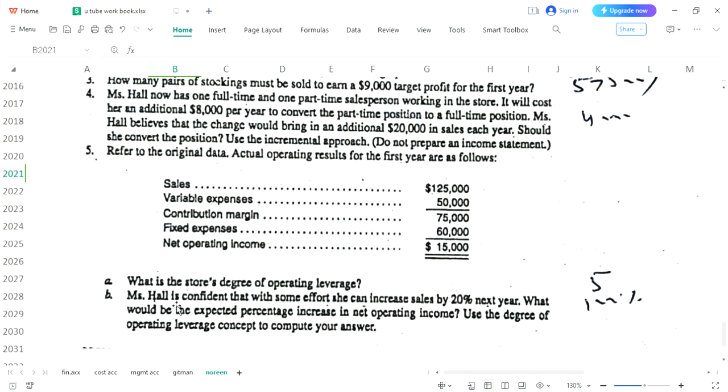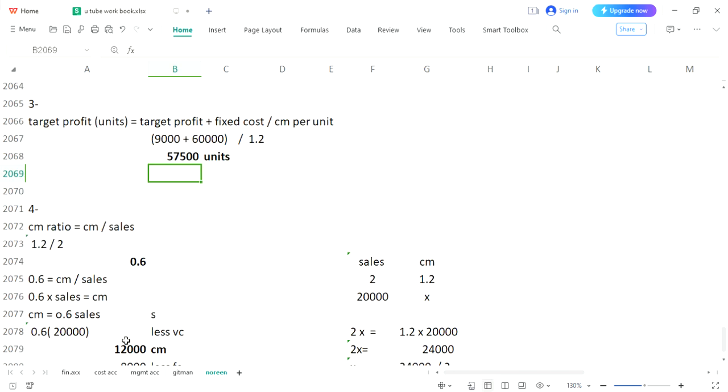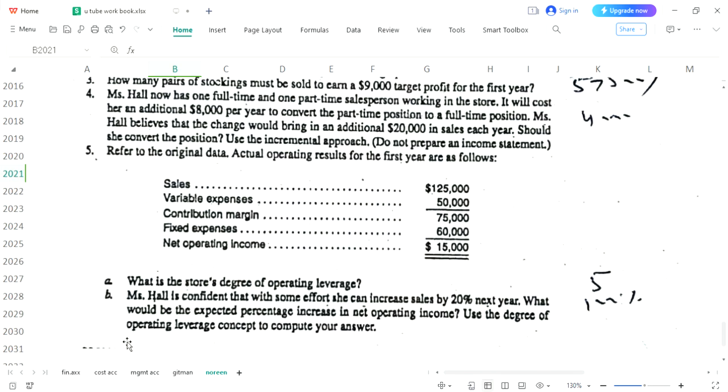Okay, now B part is saying Miss Hall is confident that with some effort she can increase sale by 20%. What would be the expected percentage increase in net operating income? Use degree of operating leverage. So instead of making a full-fledged contribution margin format income statement, we can use degree of operating leverage. So how do we calculate the expected percentage increase in net operating income?